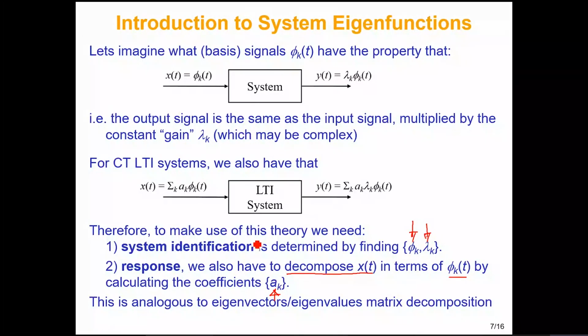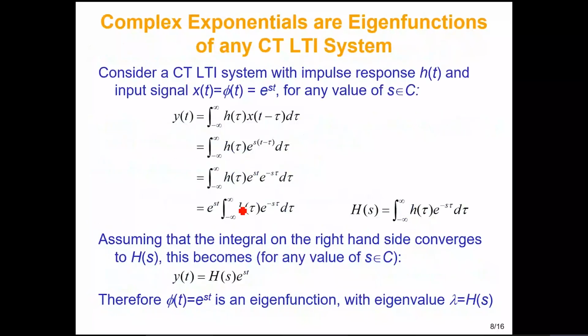So this was the whole concept base, and we actually showed that e raised to the power of st is actually an eigenfunction. And how did we show that? We said, well, if we have a system, any LTI system whose input is, let's say, e raised to the power of st, let's see what would be the output. Let's say that x of t was e raised to the power of st. Let's see what will be the output for any given continuous time system having impulse response h of t.